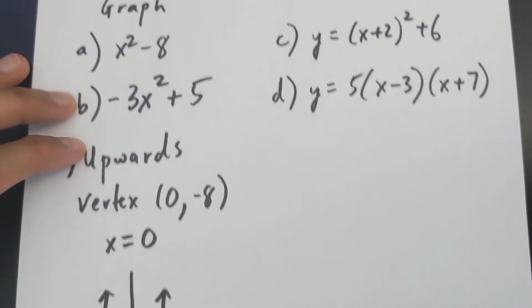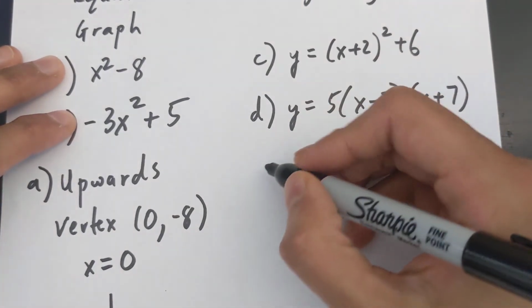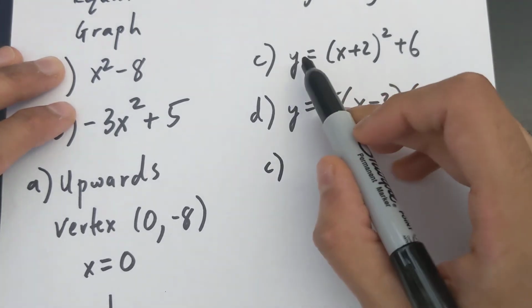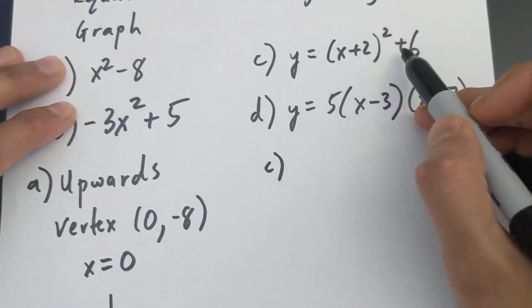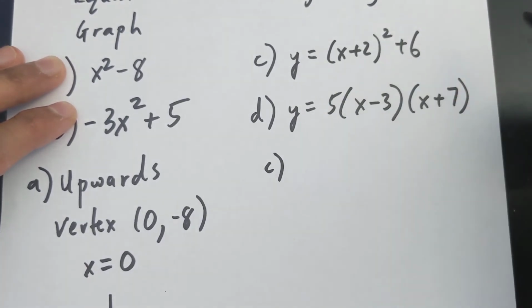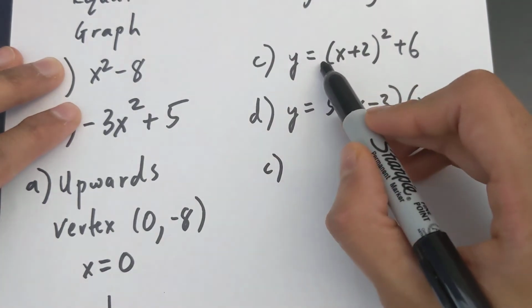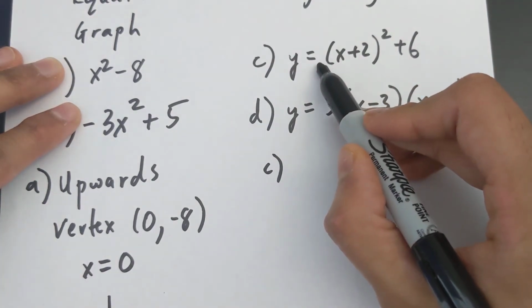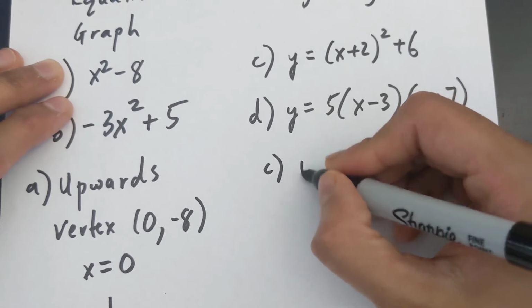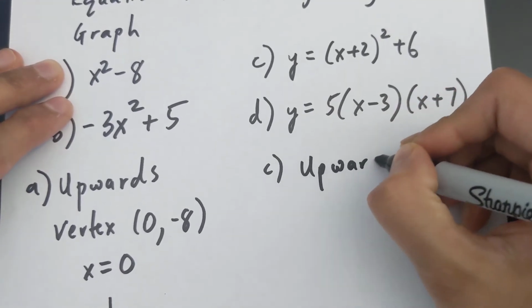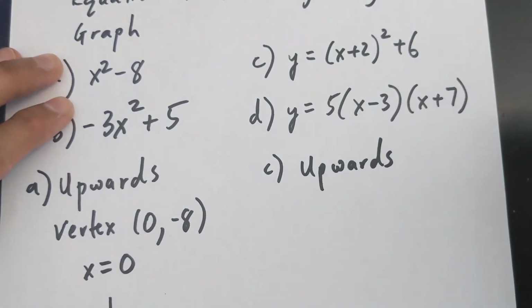Okay, let's go to part C. So part C says y equals x plus 2 squared plus 6. This is only vertex form. Since the number out here is positive, it's going to open upwards. Positive numbers upwards, negative numbers downwards.